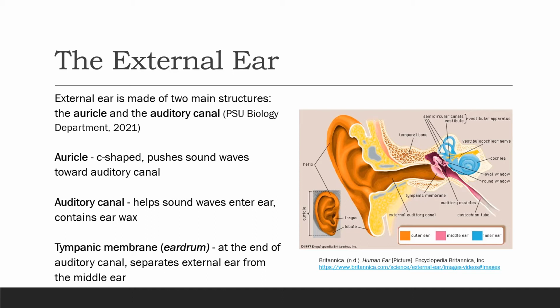These two structures, the auricle and the auditory canal, are what is referred to as the external ear. At the end of the auditory canal is the tympanic membrane, or the eardrum. This is part of the middle ear. However, this structure separates the external ear from the middle ear.